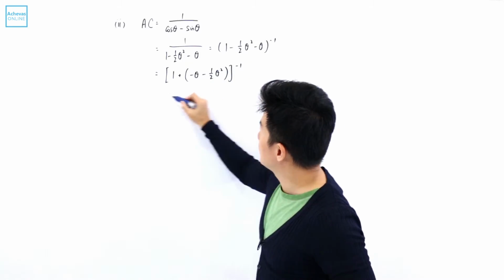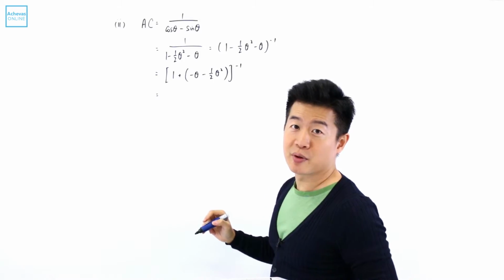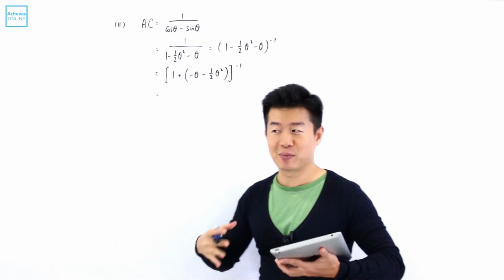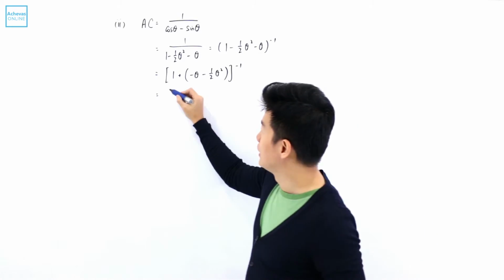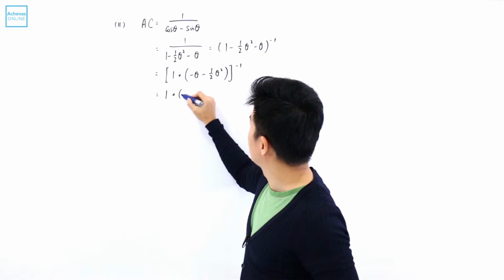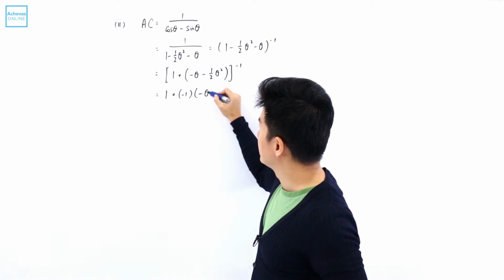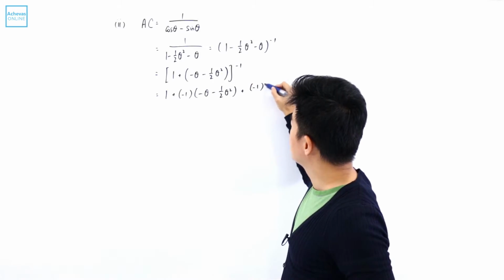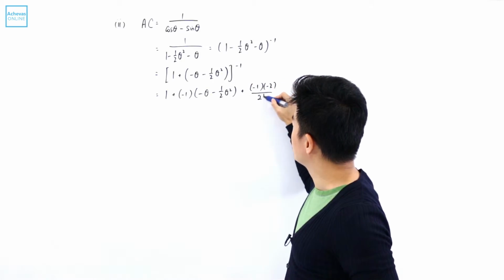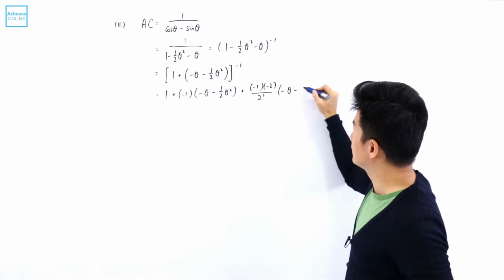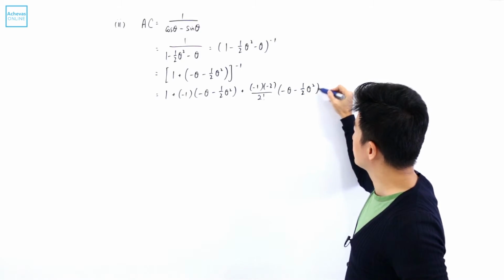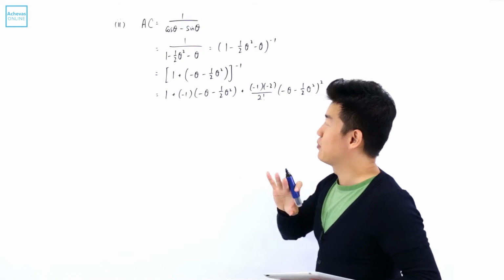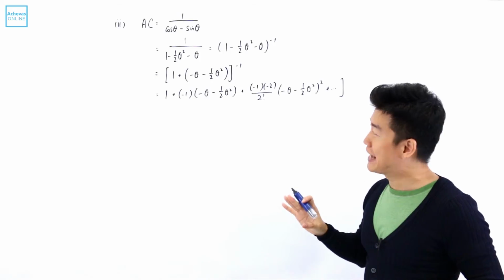And the whole thing to the power of minus 1. Applying the binomial expansion, either using the formula that is in your formula sheet or just applying binomial expansion from definition, this is just 1 plus minus 1 of minus theta minus 1 over 2 theta squared, plus minus 1 times minus 2 divided by 2 factorial of minus theta minus 1 over 2 theta squared, and so on. I'm ignoring anything that is possibly going to give me theta to the power of 3 and above.